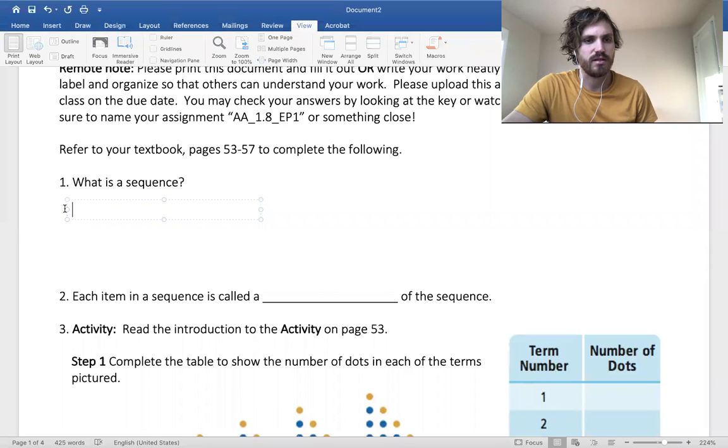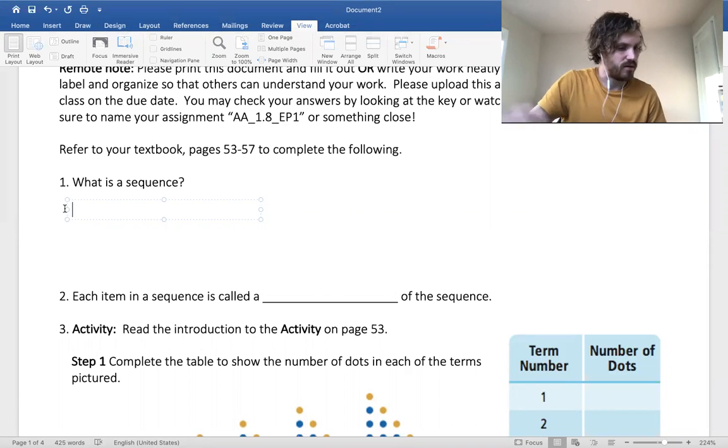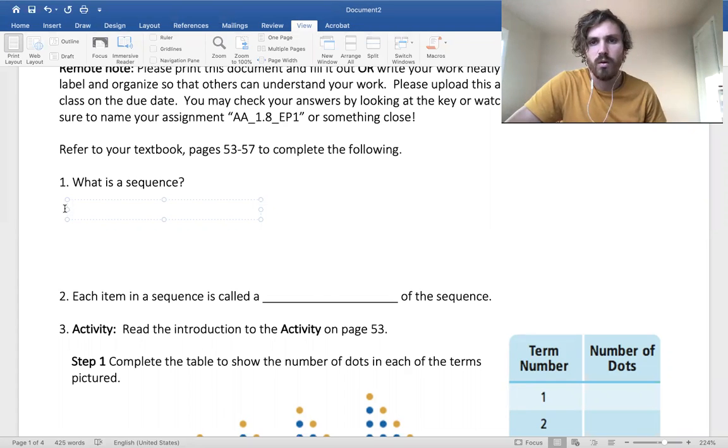And the first question says, what is a sequence? So if we look on page 53, we can see that the big idea of this section is that sequences can be thought of as functions, but they have their own notation different from other functions. So that is really what we want to take away from this. Sequences are just a type of function, but they have different notation that we use.